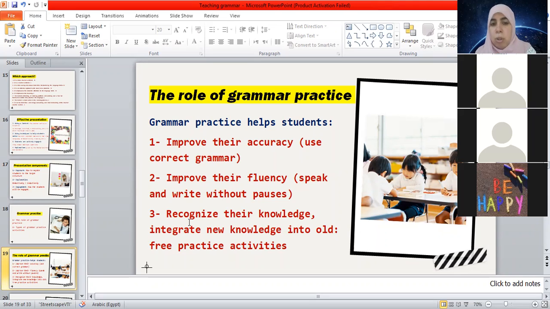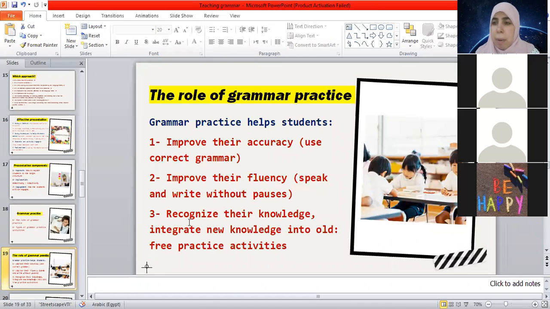Okay. Number two, improve their fluency. They can speak, the productive skills. They can speak and write without pauses. So if I ask them to speak about their daily routine, they begin to speak without pauses. So here he is improving the fluency. Okay, write about your weekend. So he used the past to write about the weekend. So here we use a grammar practice activity to improve his fluency. Not only speaking, but writing. Speaking and writing without pauses.